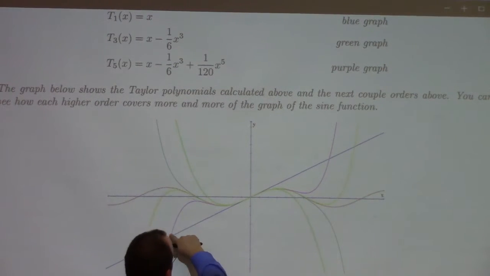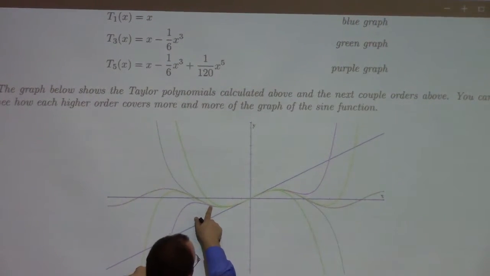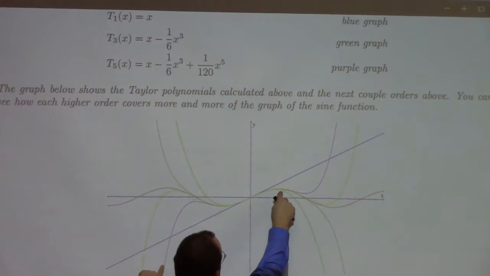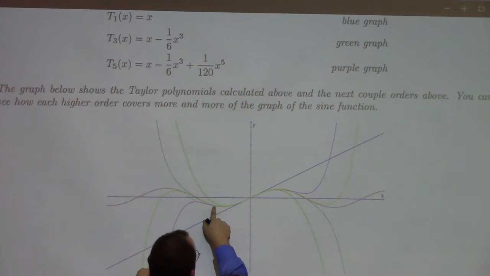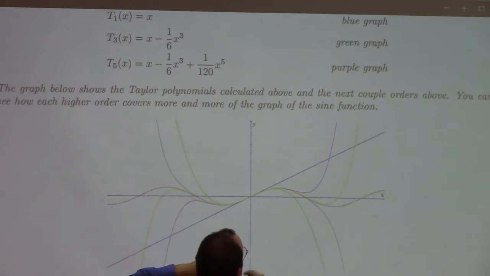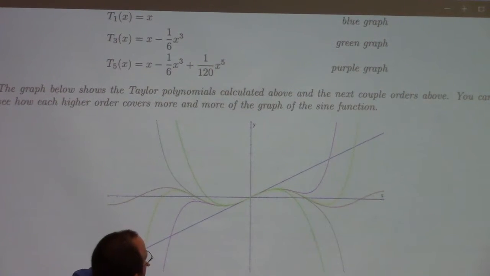The fifth Taylor polynomial will actually get you out to about, let's see here, guys. This is minus 90 degrees right here. This is plus 90 degrees. So it looks like the purple one gets you really, really close, out to about 100 degrees, plus or minus. And then if you track the yellow one, which is what?